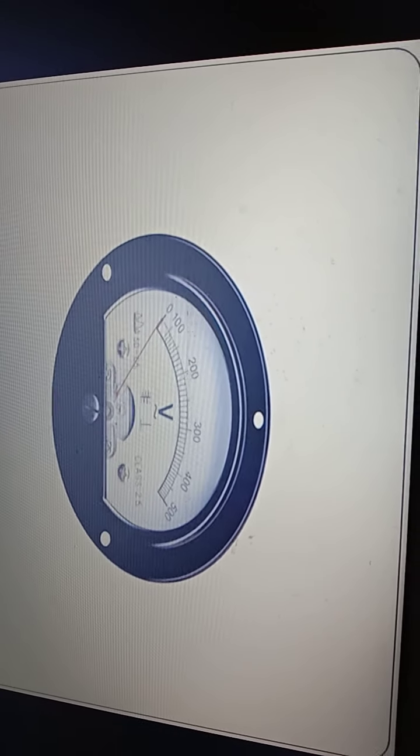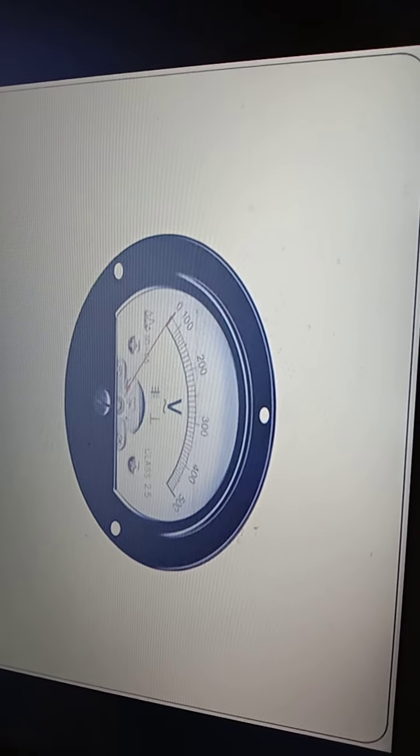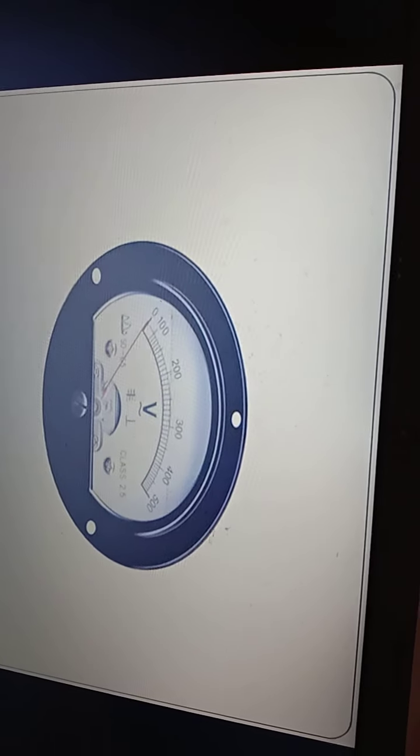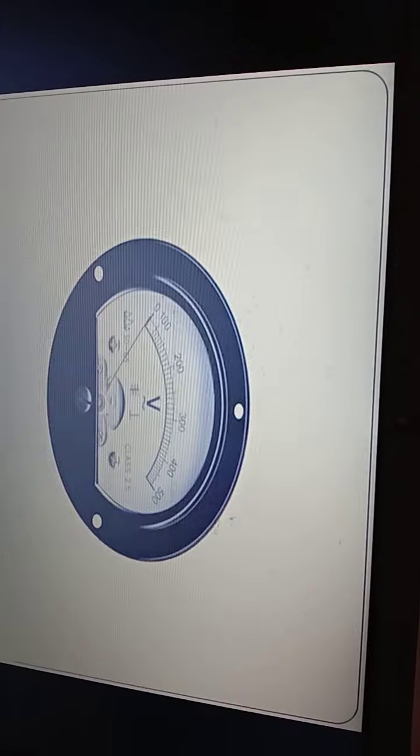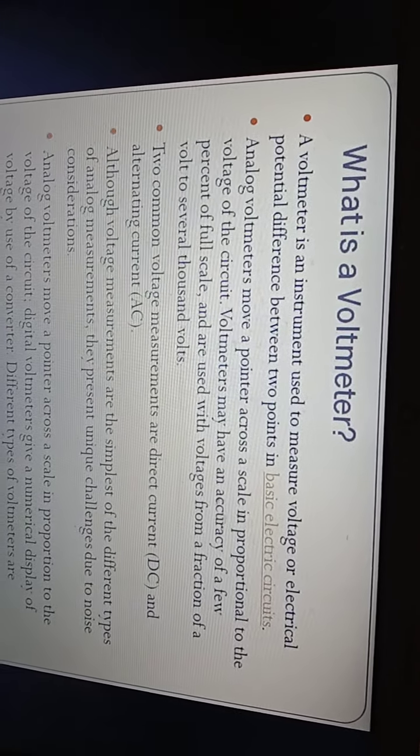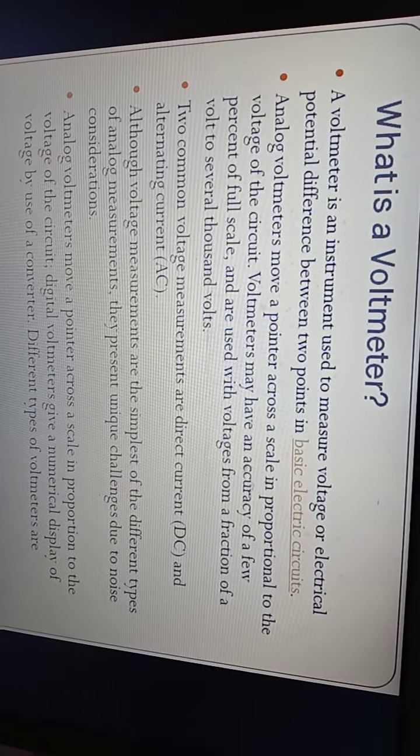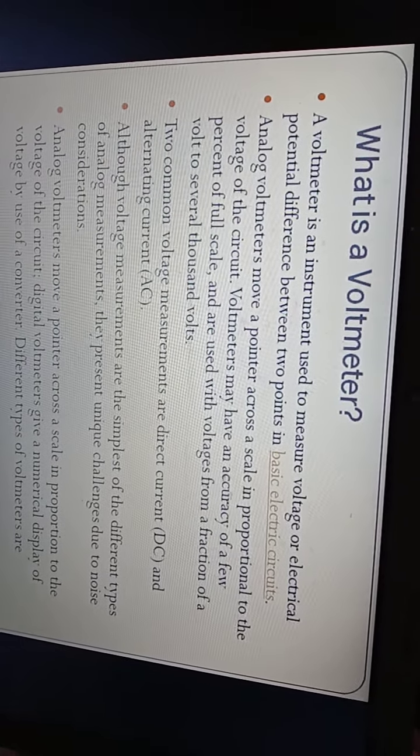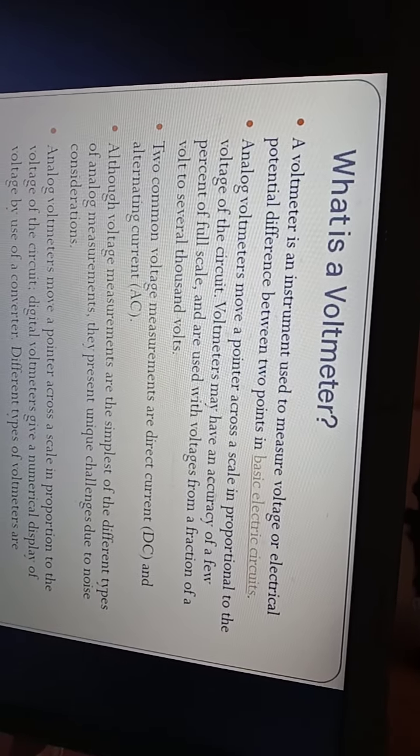So how will you define voltage in general? It is the potential difference between the circuit. So the meter which is used to measure the voltage or potential difference between the circuit is called a voltmeter. So here it is defined: a voltmeter is an instrument used to measure voltage or electrical potential difference between 2 points.